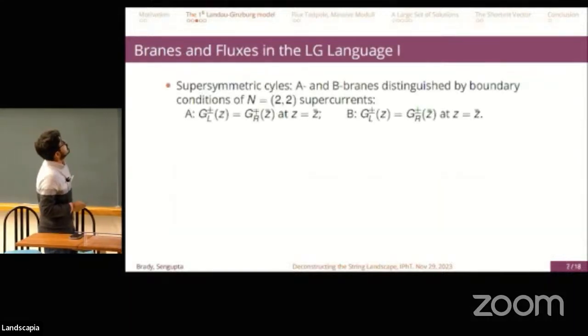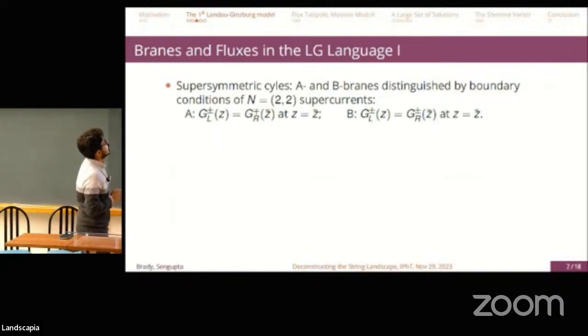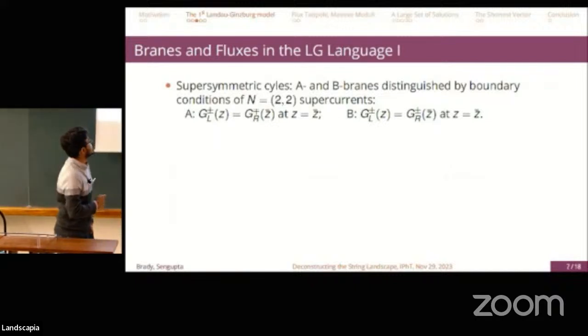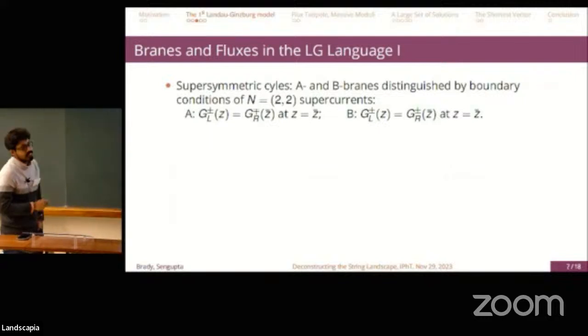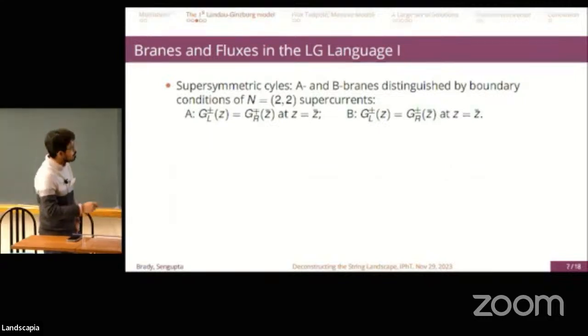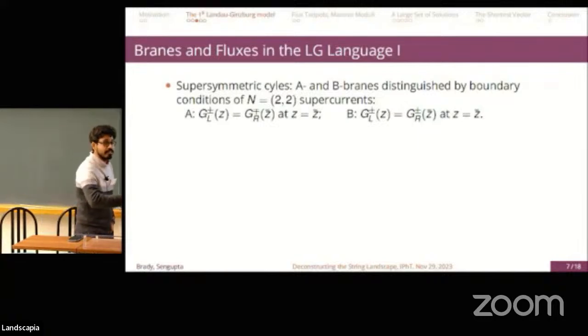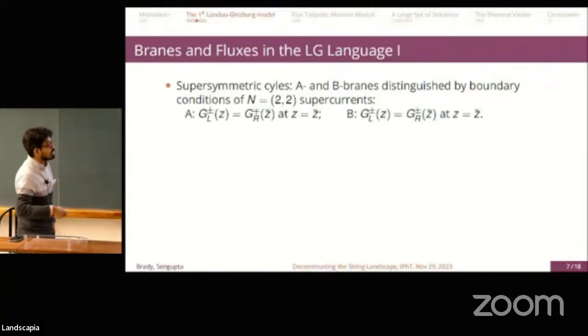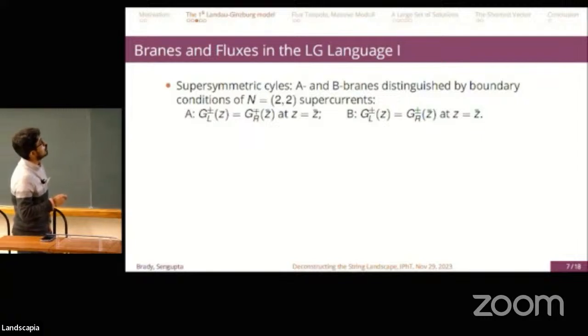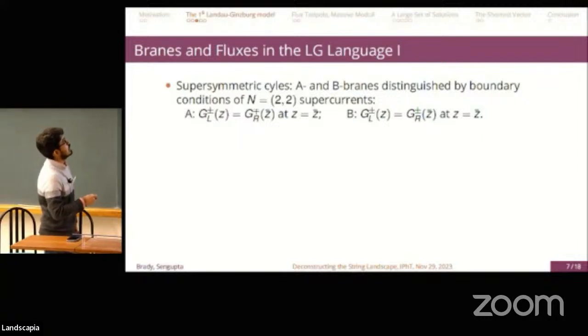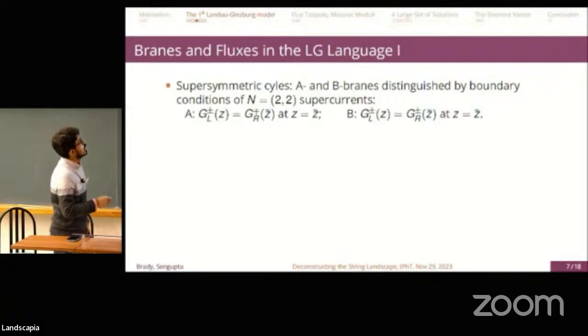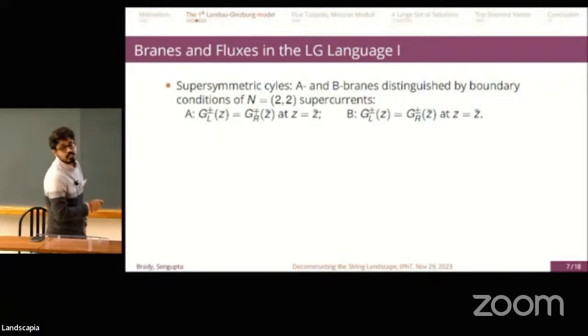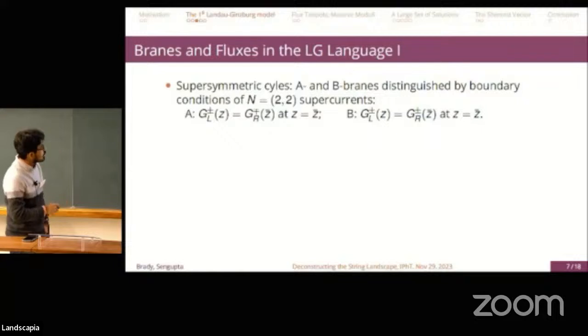Okay. So now we also have to give a description of branes and fluxes in this non-geometric setting. Because these are not manifolds, again, you have to precisely define from the CFT perspective what you mean by supersymmetric cycles. And it's best to look at supersymmetric cycles in this setting by looking at A and B branes and distinguishing them by the boundary conditions of the super current operators G plus minus. So you can either impose this boundary condition or that one. This is the A type and this is the B type.